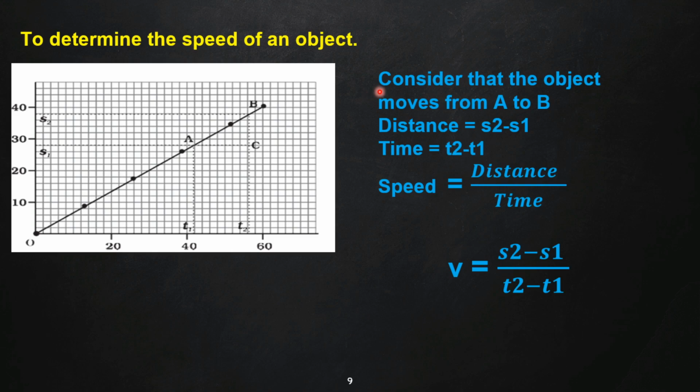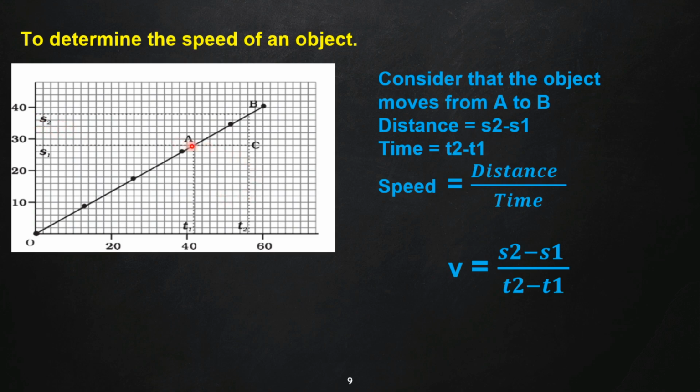For that, consider the object moves from A to B. Here the A point is written and here it is the B point. See, now we have to find the distance. Distance is not this AB. We will find the distance by drawing a line parallel to the x-axis from A, which comes at the position S1, and a line parallel to the x-axis from B, which comes to this position, S2.